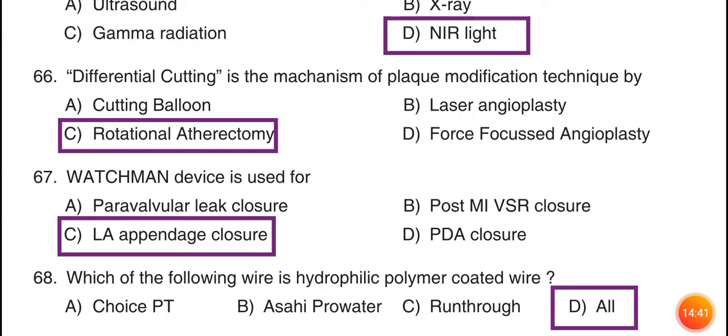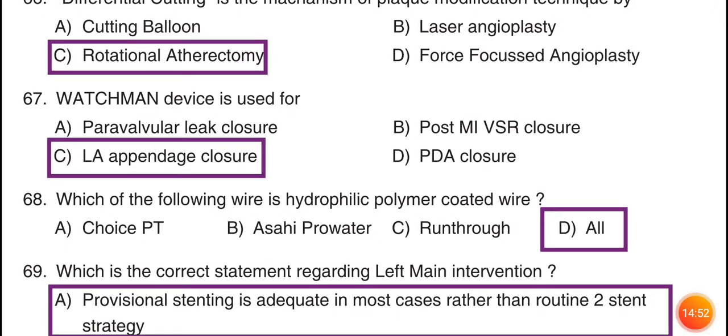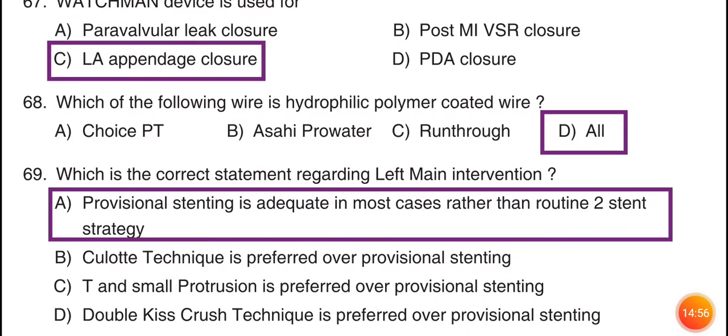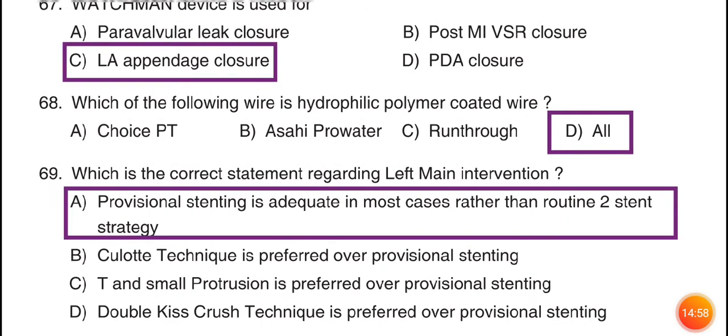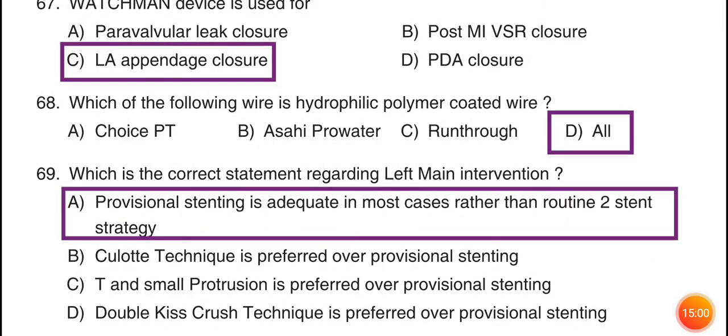66. Differential cutting is a mechanism of plaque modification technique by option C, rotational atherectomy. 67. Watchman device is used for option C, LA appendage closure. 68. Which of the following wire is hydrophilic polymer coated wire? Options: choice PT, Asahi Provator, Runthrough.